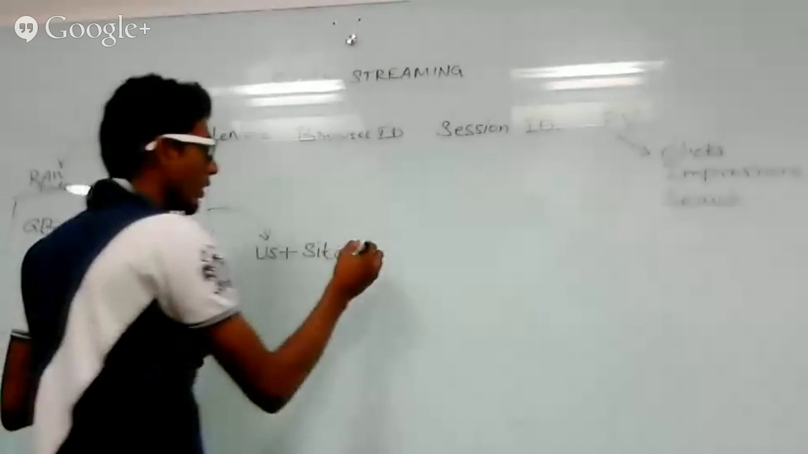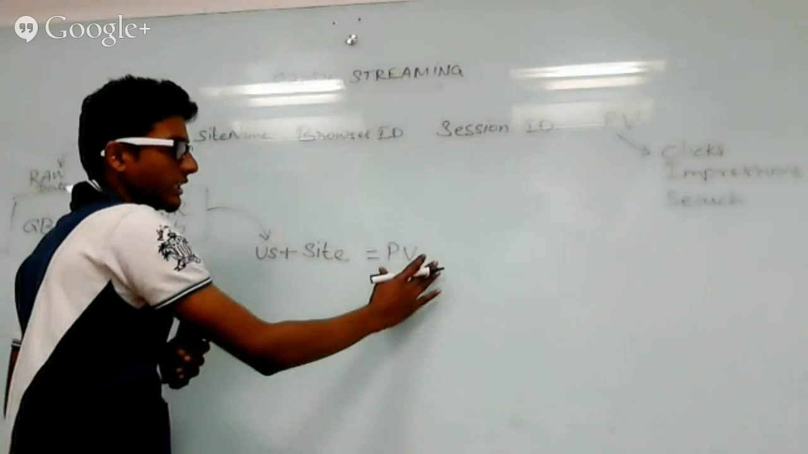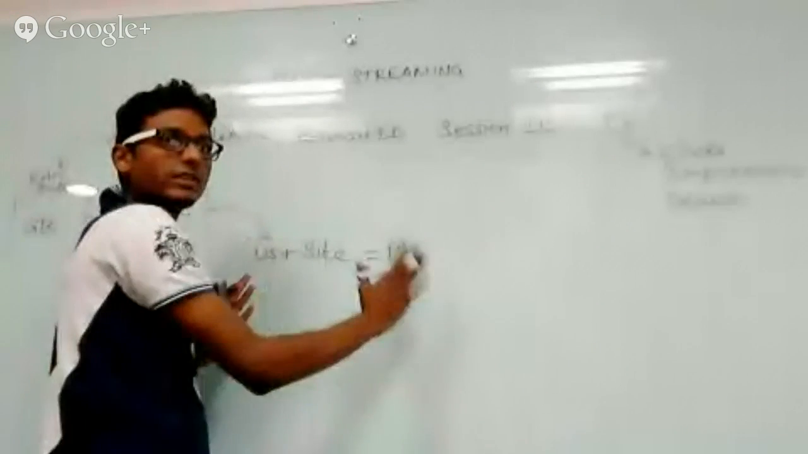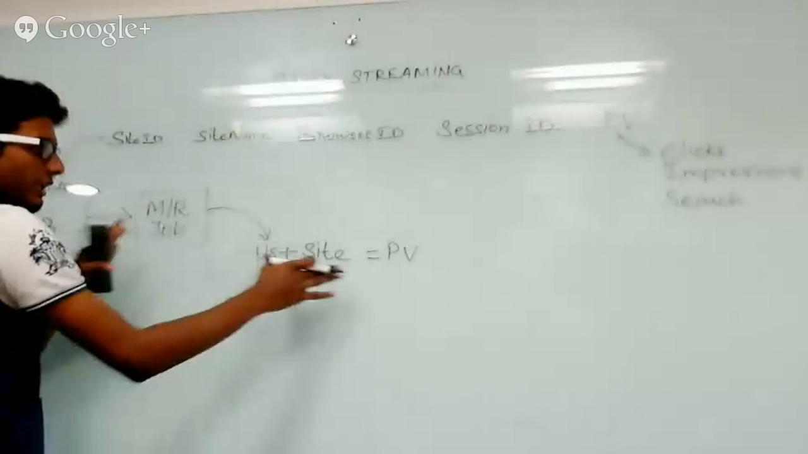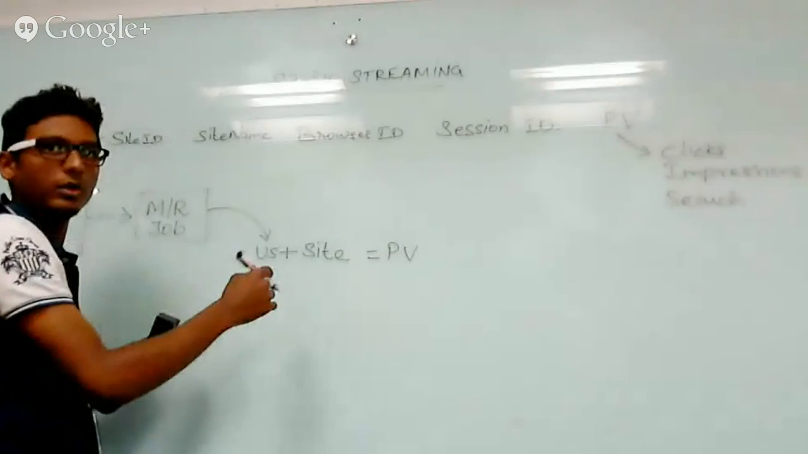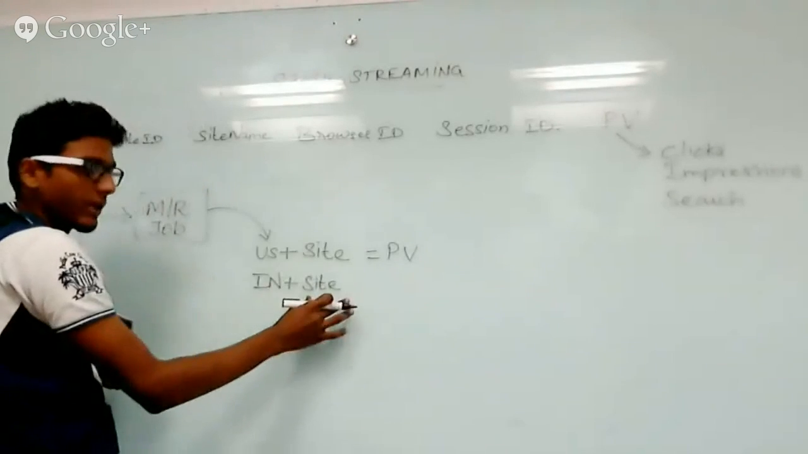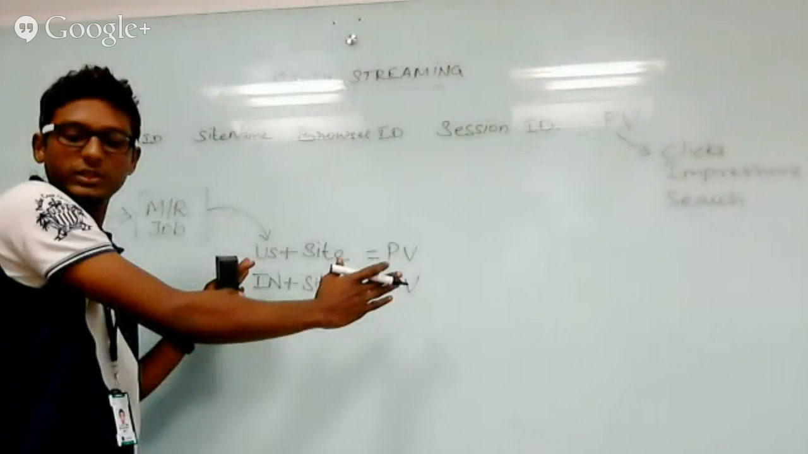What is the total number of PVs? That is, what is the total number of page views made? And they will store this data in a particular node for permanent use. This is how it happens. In the same MR job, they will just add one more query, for example India. So for that particular site alone, how many page views are made?